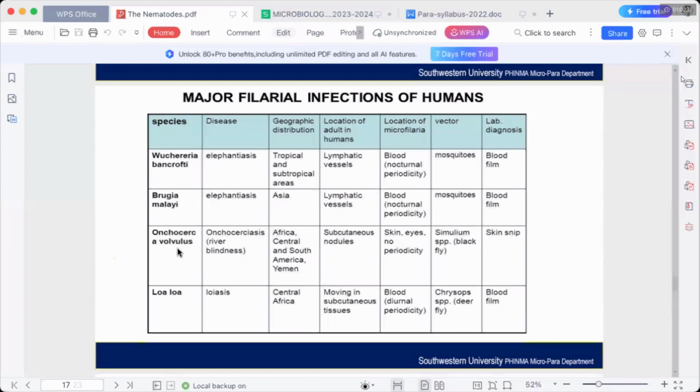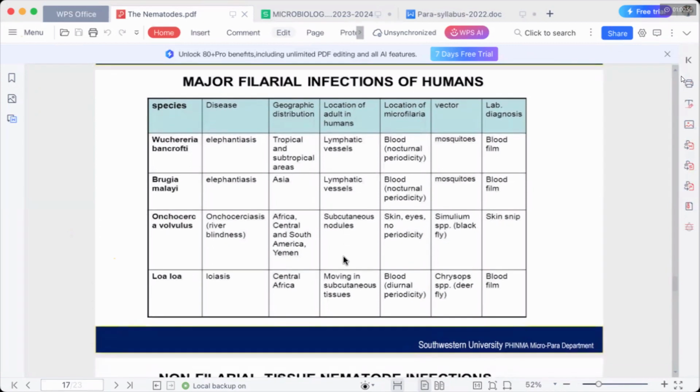So you have your Onchocerca that causes river blindness. The disease is called onchocerciasis. It is usually found in Africa, Central and South America, including Yemen. It is found in subcutaneous nodules or the subcutaneous area. The location is usually the skin and the eyes, and there's no periodicity. Your vector is the black fly. For the diagnosis, you need a skin snip.